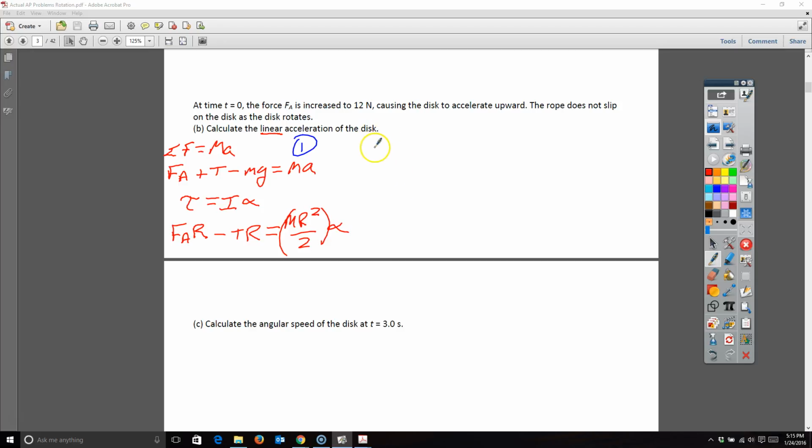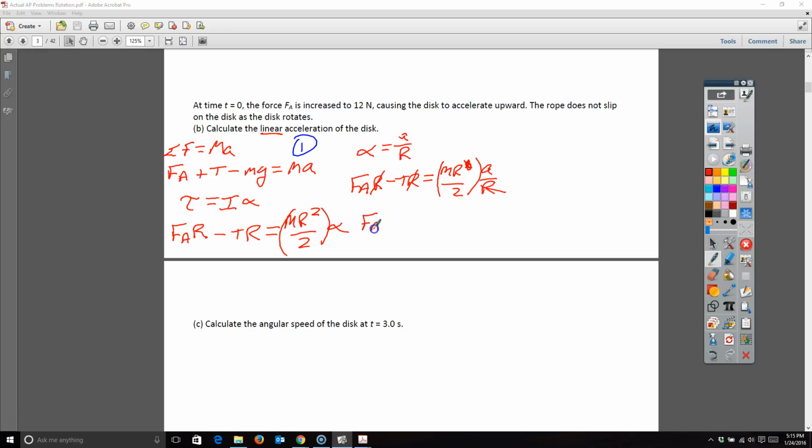Okay, so we also know that alpha is equal to the acceleration over the radius, and so now I have FAR minus TR is equal to MR squared over 2, so that's our I, and then we're going to take that and multiply it times A over R, so that's our alpha. And now we can go through and cross off any of the R's. So RR, that one goes goodbye, and then this, so the only R left is this one.